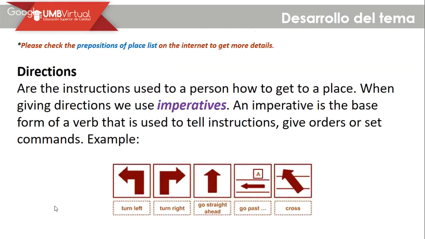Okay. Directions. Are the instructions used to tell a person how to get to a place? When giving directions, we use imperatives. An imperative is the base form of a verb that is used to tell instructions, give orders, or set commands.